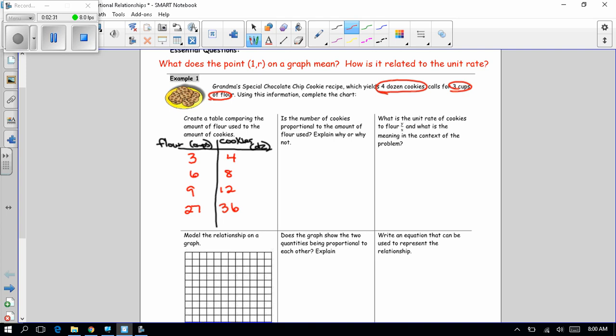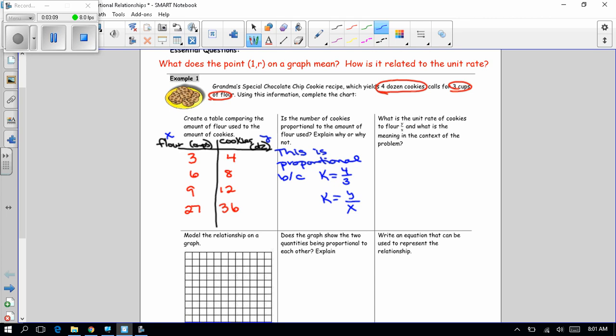Is the number of cookies proportional to the amount of flour used? Yes, this is proportional. Notice I am writing in a complete sentence. This is proportional, because every single one of those values in that table, I could write them as a constant of proportionality. They would be 4 over 3, because remember this is y and that is x, and we always write the constant of proportionality as y over x. Always, always, always, k is equal to y over x.